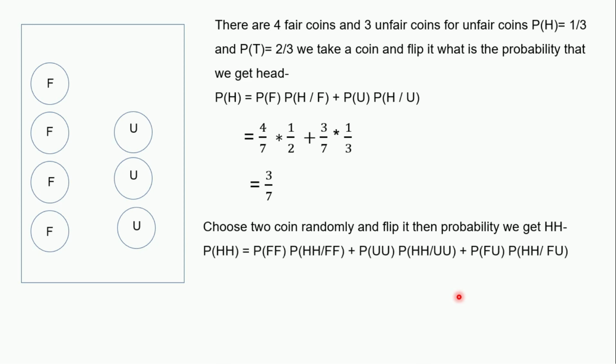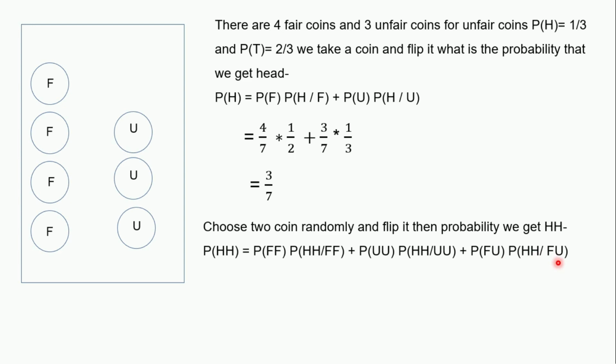So here we can write it like this: probability that we flip 2 fair coins into probability that we get head and head given that we flipped 2 fair coins, plus probability that we flip 2 unfair coins into probability that we get head and head given that we already flipped 2 unfair coins, plus probability that we flip 1 fair coin and 1 unfair coin into probability that we get head and head given that we flipped 1 fair coin and 1 unfair coin.